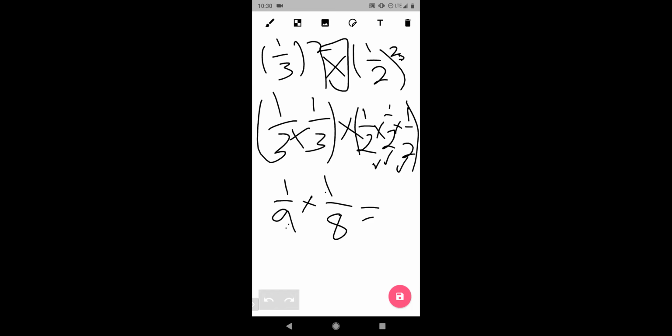So let's do this one. 1 multiplied by 1 is 1. And then we'll have 9 multiplied by 8, that will be 72, right? Now, okay, let's do the last one.